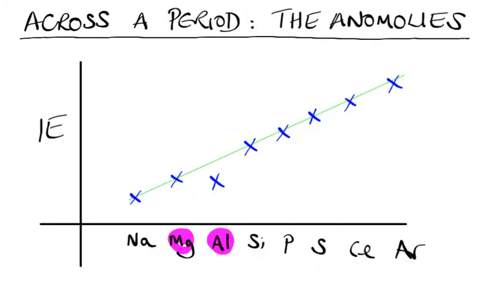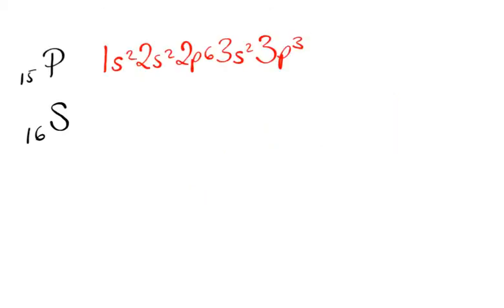The second anomaly that we need to be aware of comes between group 5 and group 6, so in period 3's case between phosphorus and sulfur. And sulfur is a little bit lower than expected. Again, let's have a look at the electron configurations. For phosphorus, it finishes 3p3.